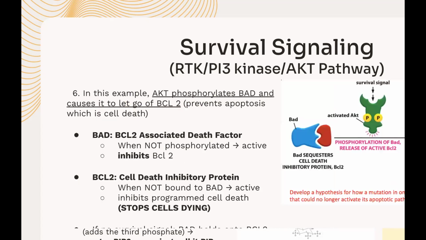And then Anjali will go on to talk about it more. But once that's active, it phosphorylates BAD, which was holding on to BCL2. Once it's phosphorylated, the phosphate takes the place of BCL2. So now it's holding a phosphate. It can't hold BCL2 as well. So it releases it, and BCL2 is a cell death inhibitory protein. So once it's free, it inhibits cell death. So the cell stays alive, doesn't die. Does that make sense?